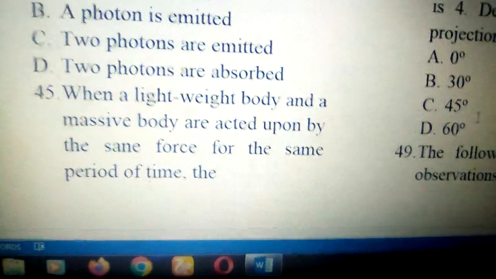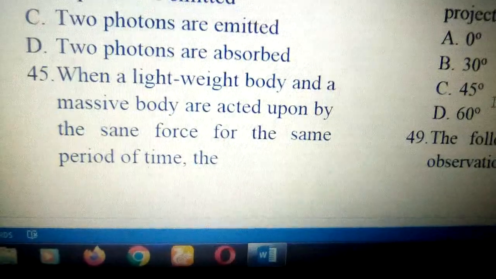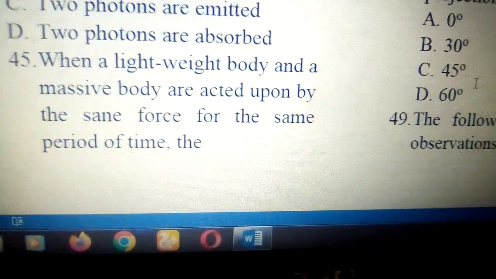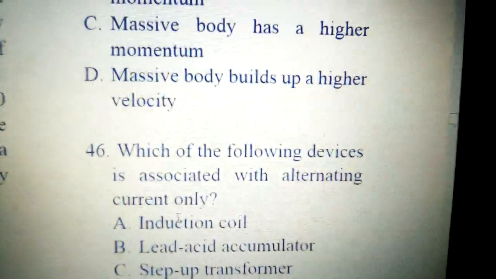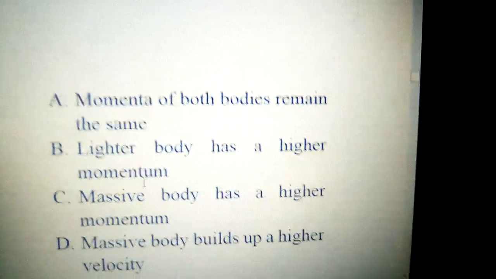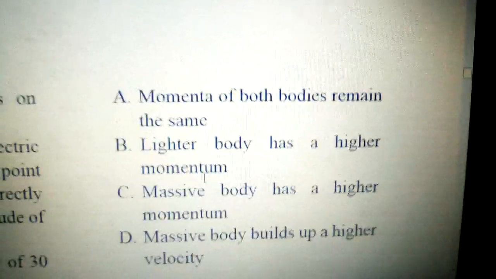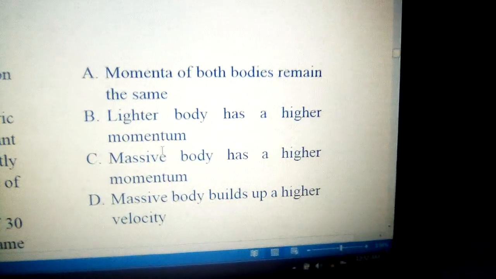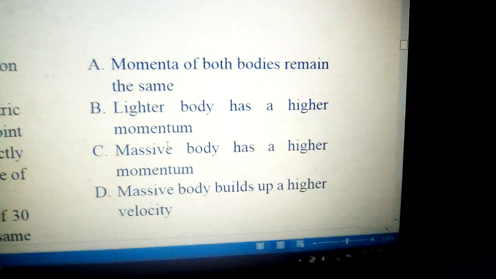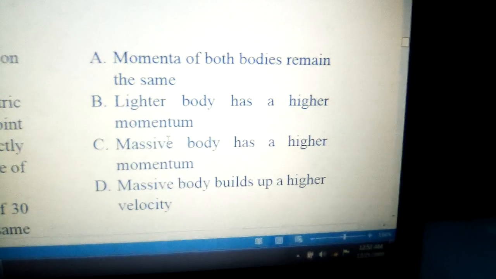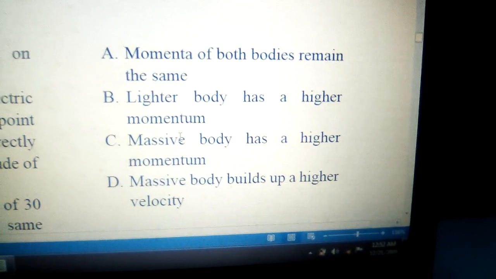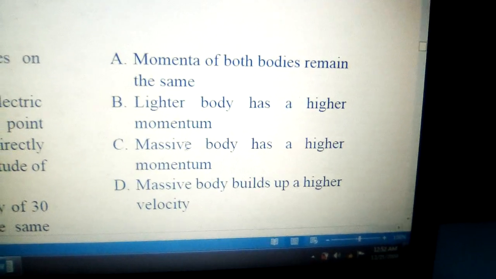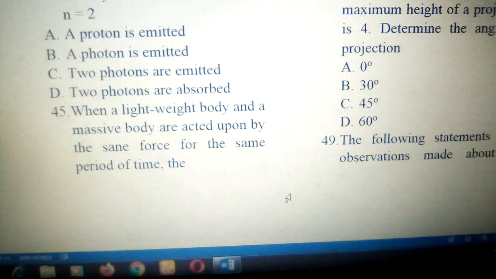Number 45. When a lightweight body and a massive body are acted upon by the same force for the same period of time, they: A. Momentum of both bodies remain the same. B. Latter body has a higher momentum. C. Maximum body has a higher momentum. D. Maximum body builds up a higher momentum. The answer is A. Momentum of both bodies remain the same.